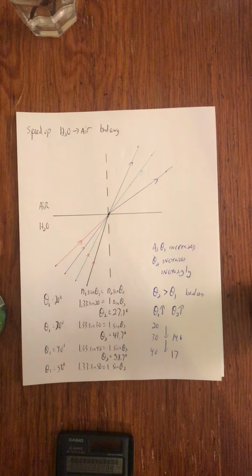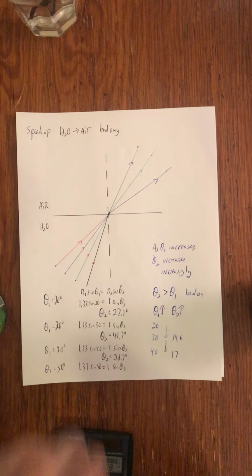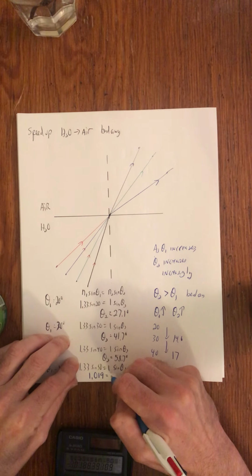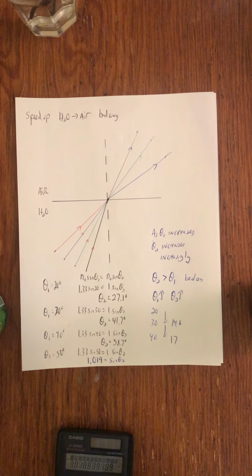What actually happens here? Well, when we look at 1.33 times the sine of 50, what you get is 1.019 is equal to 1 times the sine of theta 2, right? And as you and I all know, the range of the sine function is between -1 and 1. And so this is falling outside of that range. Therefore, what angle would produce that as its sine? The answer is there is no angle.